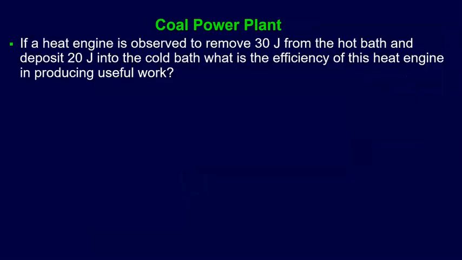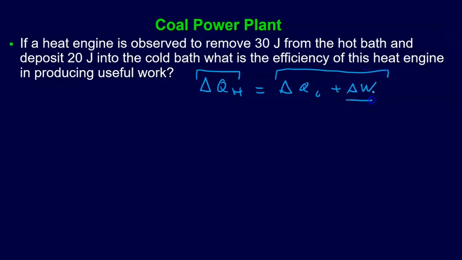All right, let's do some more examples. If a heat engine is observed to remove 30 joules from the hot bath and deposit 20 joules into the cold bath, what is the efficiency of this heat engine in producing useful work? This one gets back to our definition. If we use conservation of energy, our heat engine works like this. We take some heat from the hot reservoir, and then we do two things with it. We try to do as much work as we can, to produce electricity or make the car go faster, whatever it is, and then we end up expelling some.